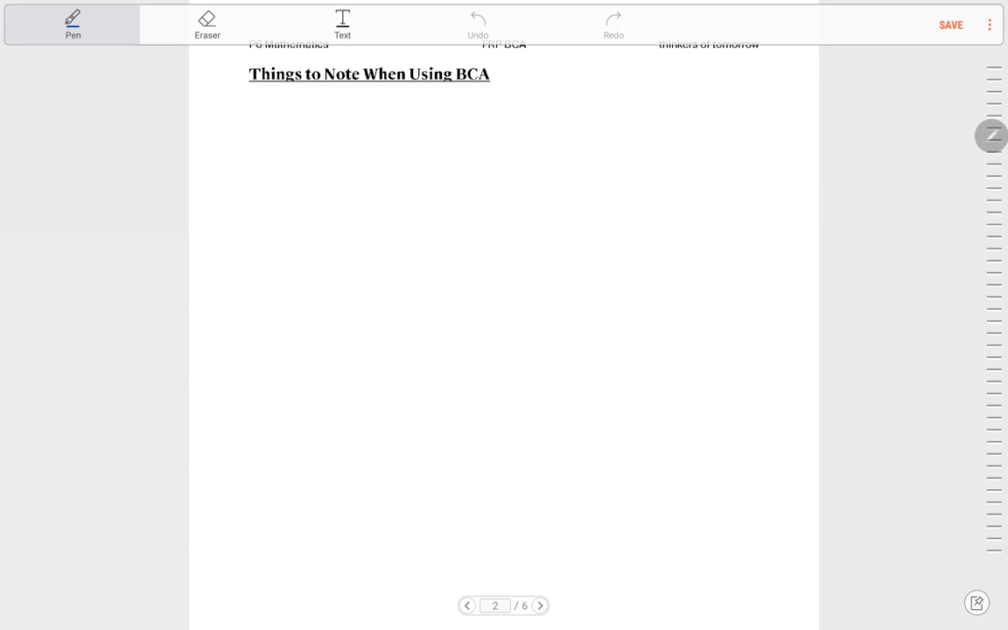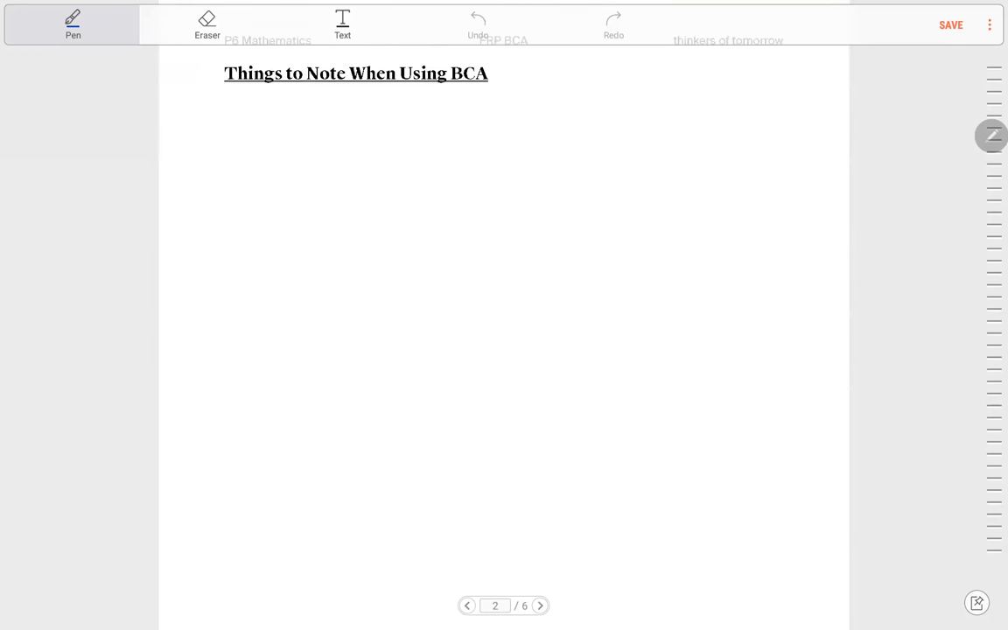Okay, now let's begin with just some pointers to note when you want to use this BCA method. And this is something that I see a lot of students not understanding well enough, right? Now the first thing is that I only want to see parts and units. Okay, what I want to see, number one, parts and units. Number two, I want to see numbers only.